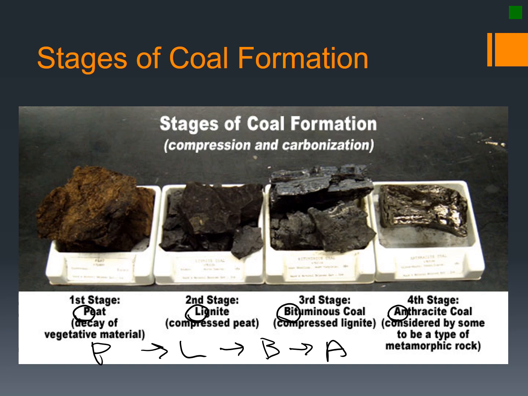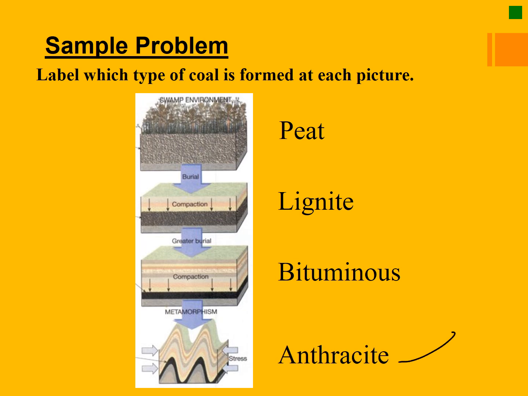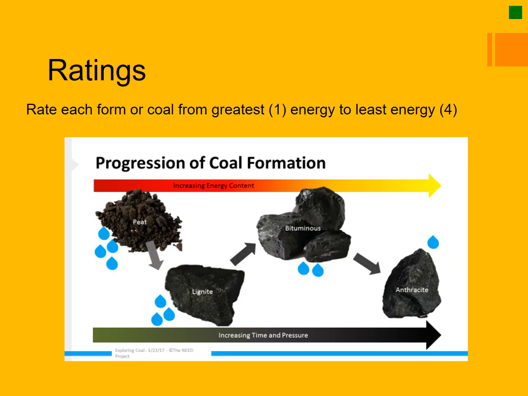As long as you remember that they are in alphabetical order, it's pretty easy to put these in order of formation. All right, so let's label which type of coal is formed in each picture. The first one is going to be peat. Then you've got your P, now you're going to go with L, which is lignite. Then you've got your bituminous, and finally you have your anthracite. Remember, anthracite is your best, peat is not so bueno.